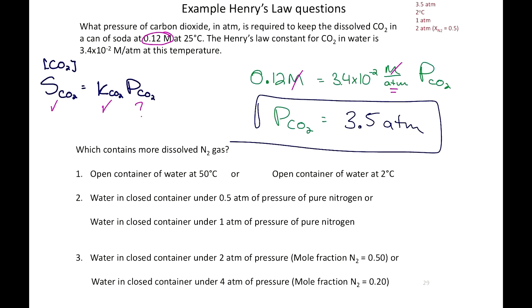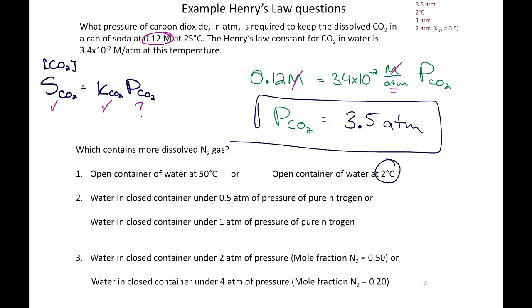So we'll do a slightly harder one. I think I have time to do it. Yeah. But let's do some quicker conceptual ones. All right, which one of these pairs, of these 3 questions, has more dissolved nitrogen, more dissolved gas? An open container at 50 degrees or 2 degrees Celsius? What do you think? 2 degrees, yeah, because gas is more soluble at lower temperature.